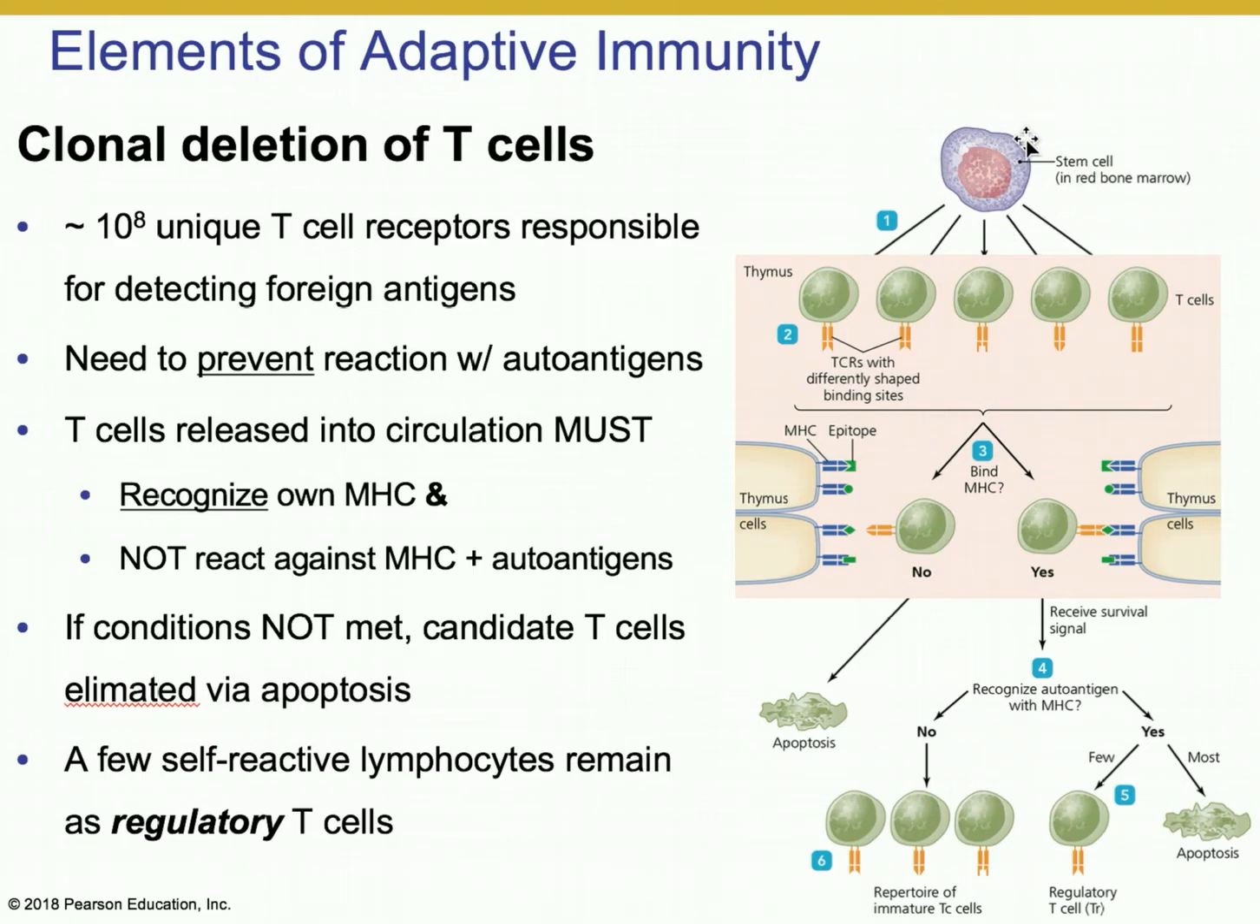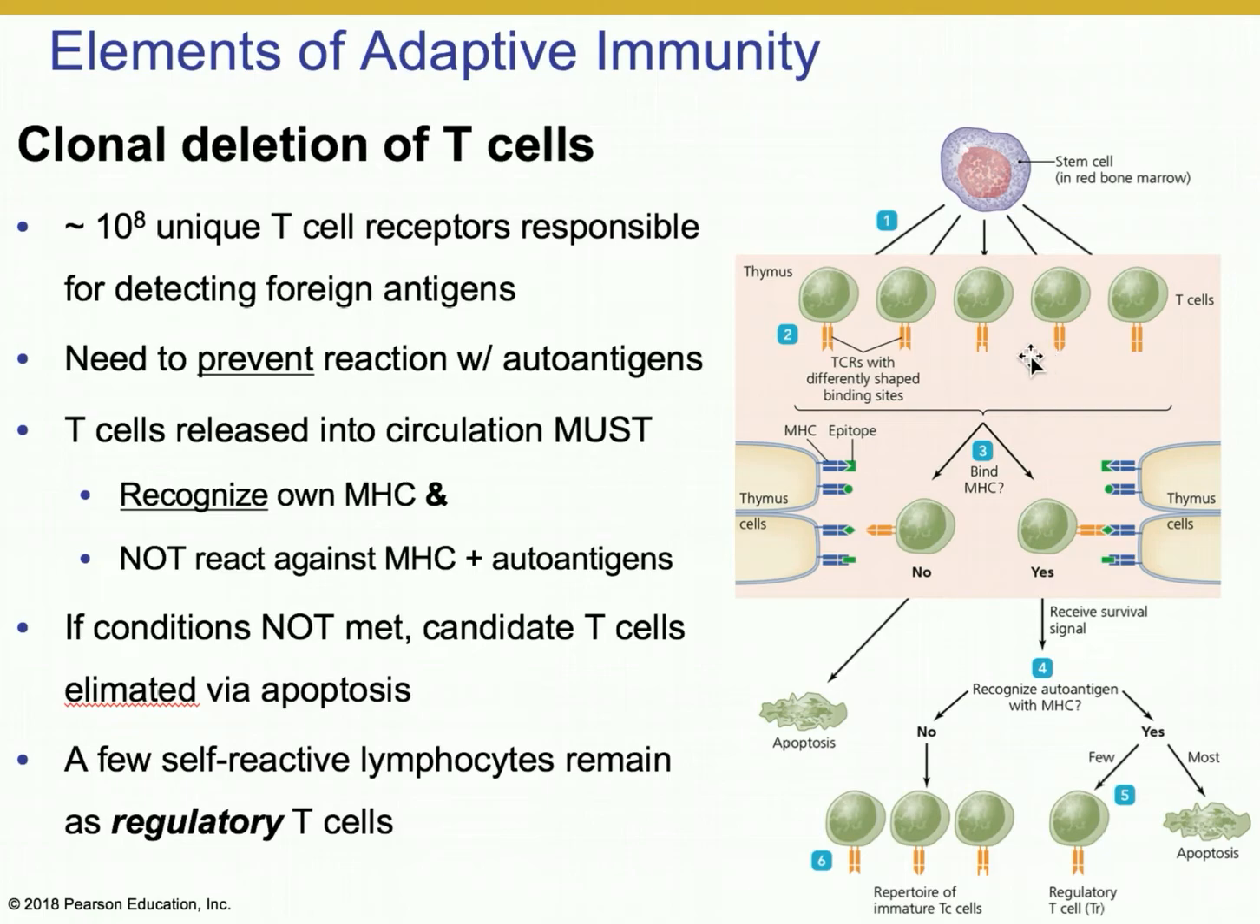And we have a stem cell, and we're in the red bone marrow, which is where these are being made. And T cells are made here. And depending upon, again, the gene rearrangements which occur, we will have T cell receptors that all have differently shaped binding sites. So only 5 are shown here, but again, these number in the hundreds of millions. At this point, the T cells are screened.